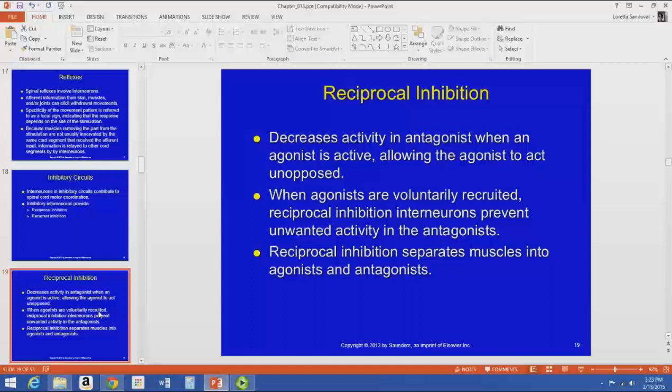So when the agonists are voluntarily recruited, like you contract your biceps, concentric contraction of the biceps, the reciprocal inhibition interneurons prevent unwanted activity in the triceps, in the antagonist. Same principle, we're just reviewing it. The reciprocal inhibition phenomenon is what separates muscles into agonists and antagonists. So the agonist is the prime mover, and the antagonist is the opposing muscle.